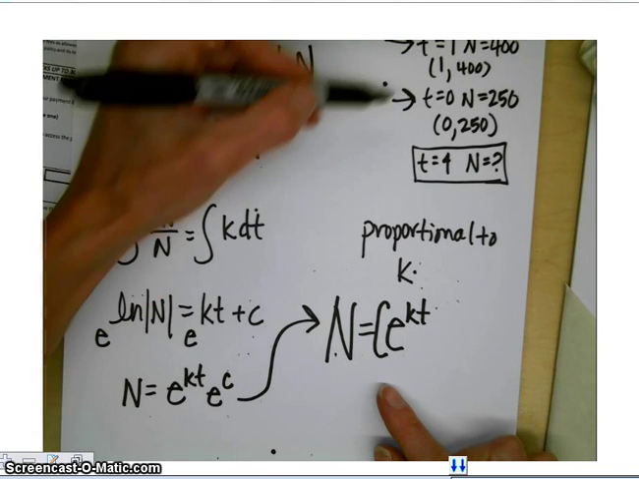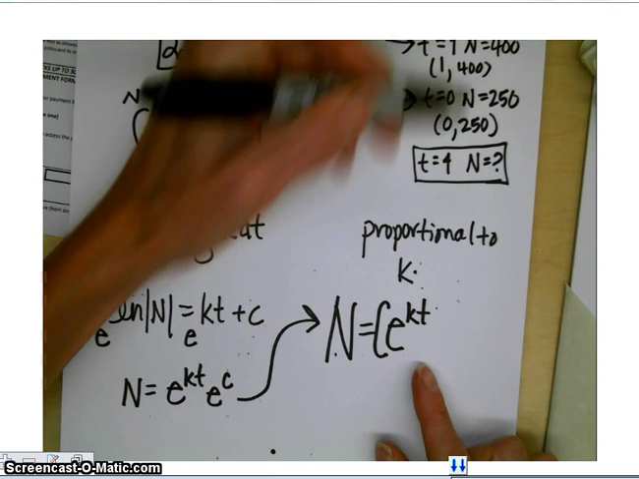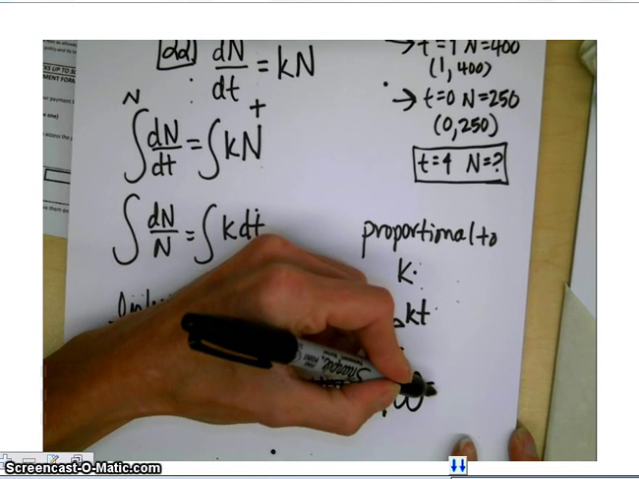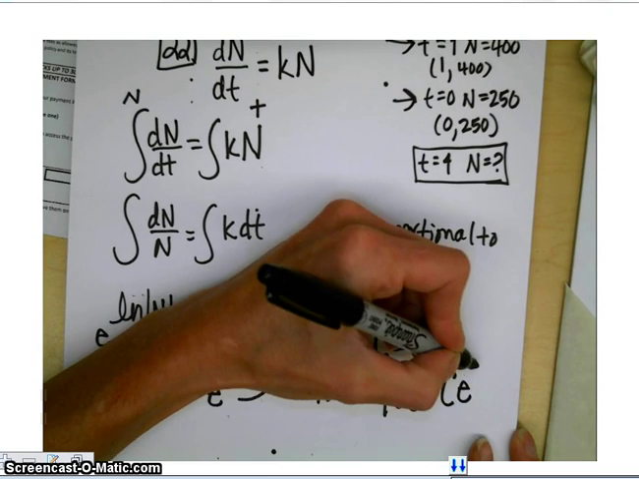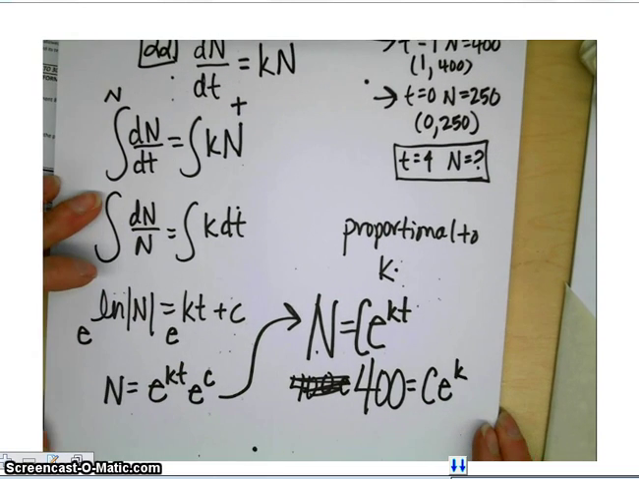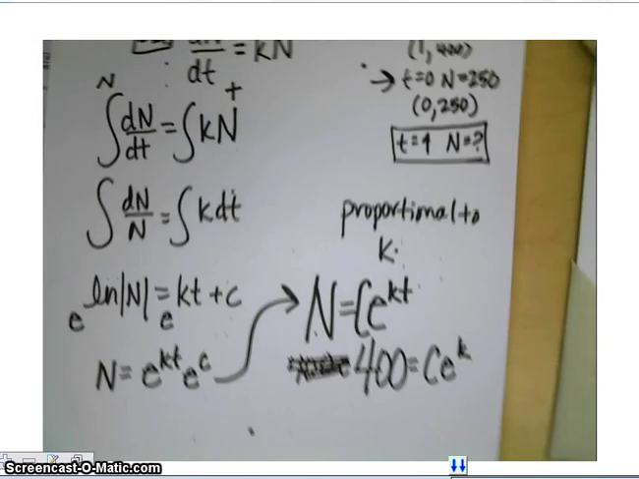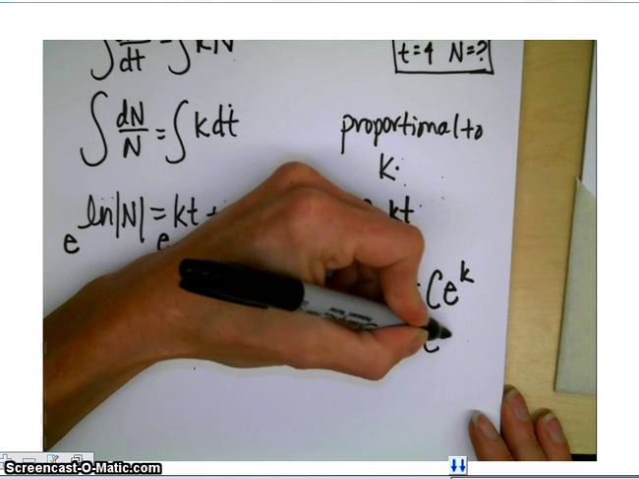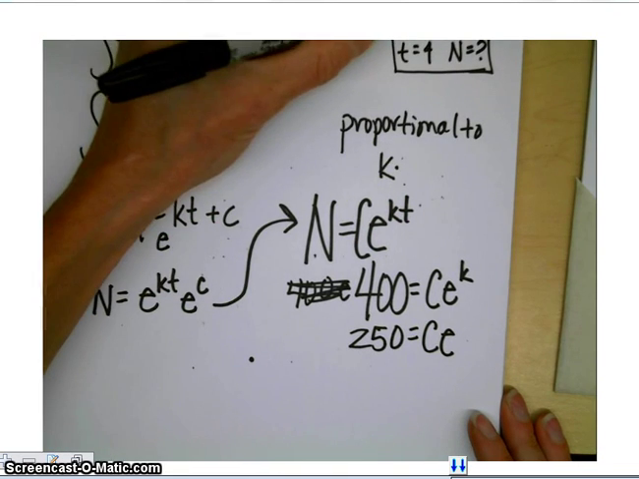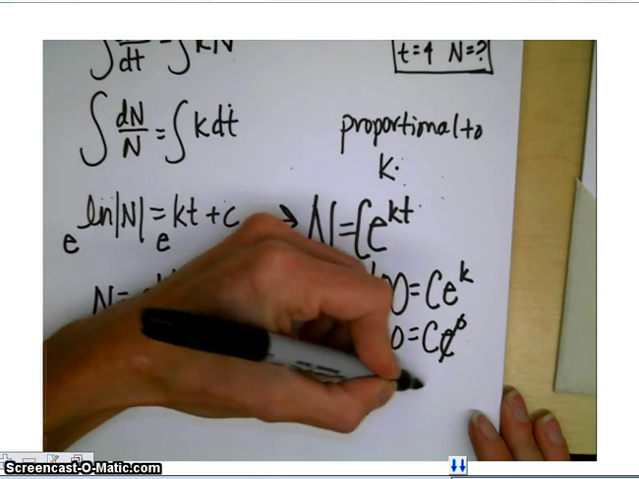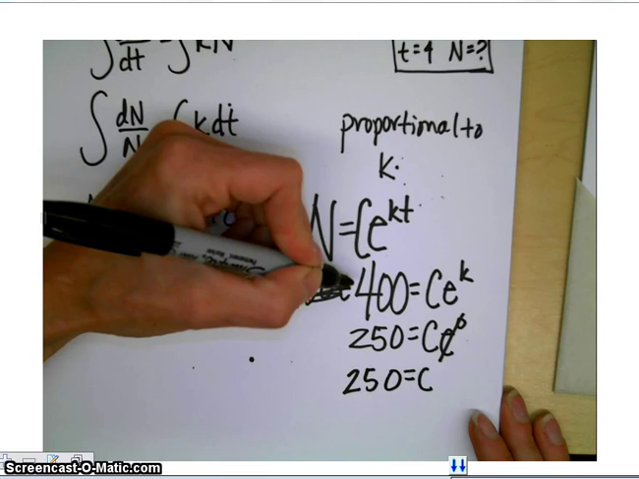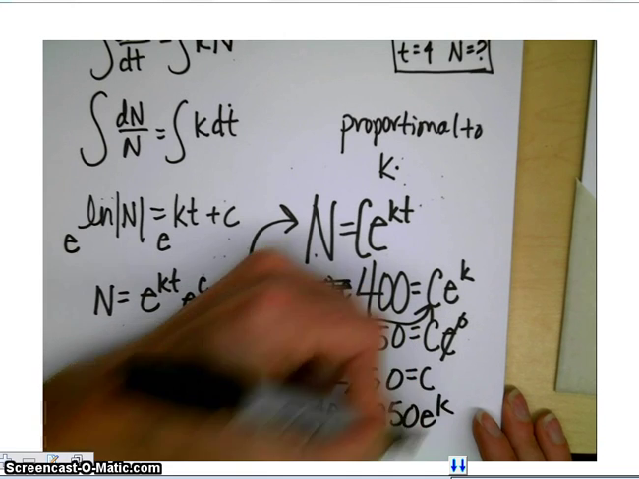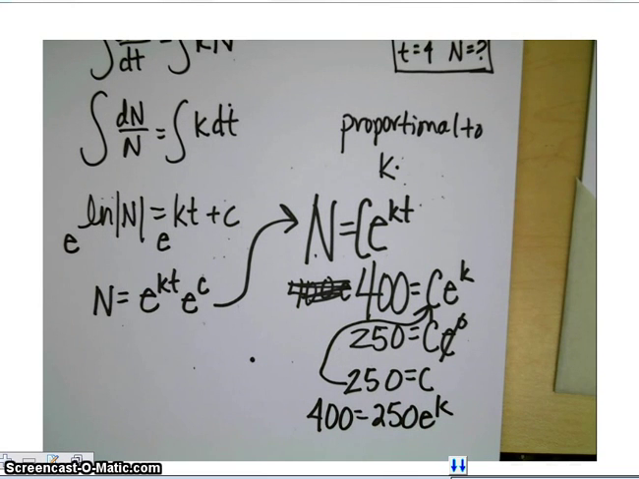So I'm going to find that by putting 1 in for t and 400 in for n, which would just make it 1k. All right. And then 250 equals C e to the 0 power. So C is what? 250. And then can I put 250 in there? And then I'm going to be able to find k. So how am I going to find k?